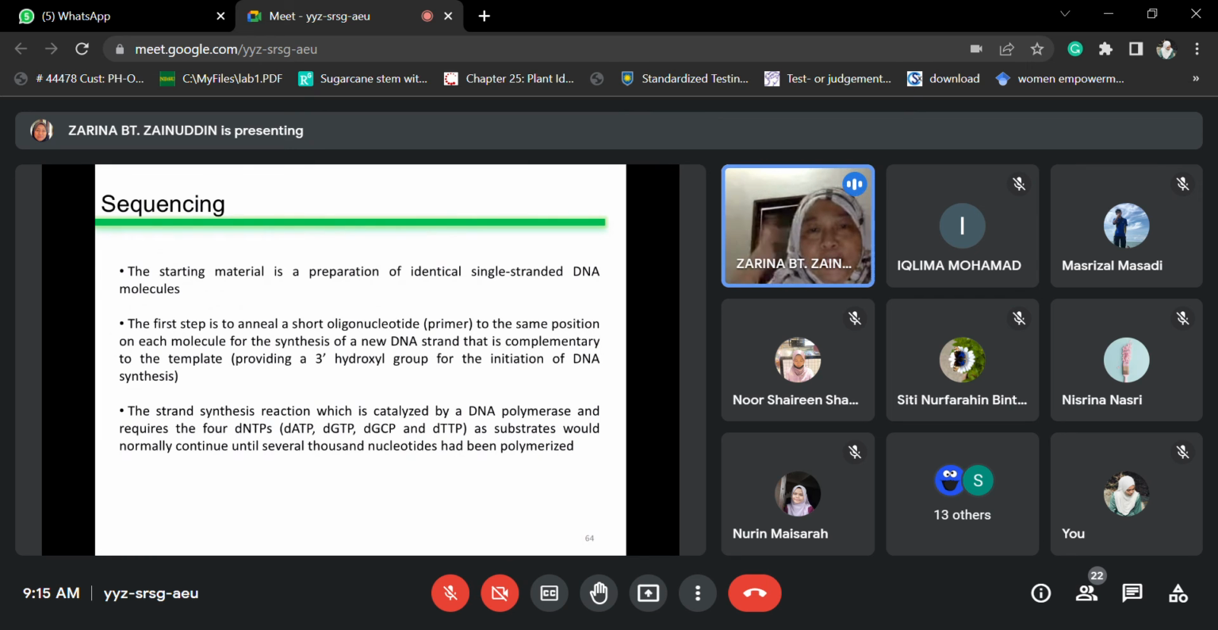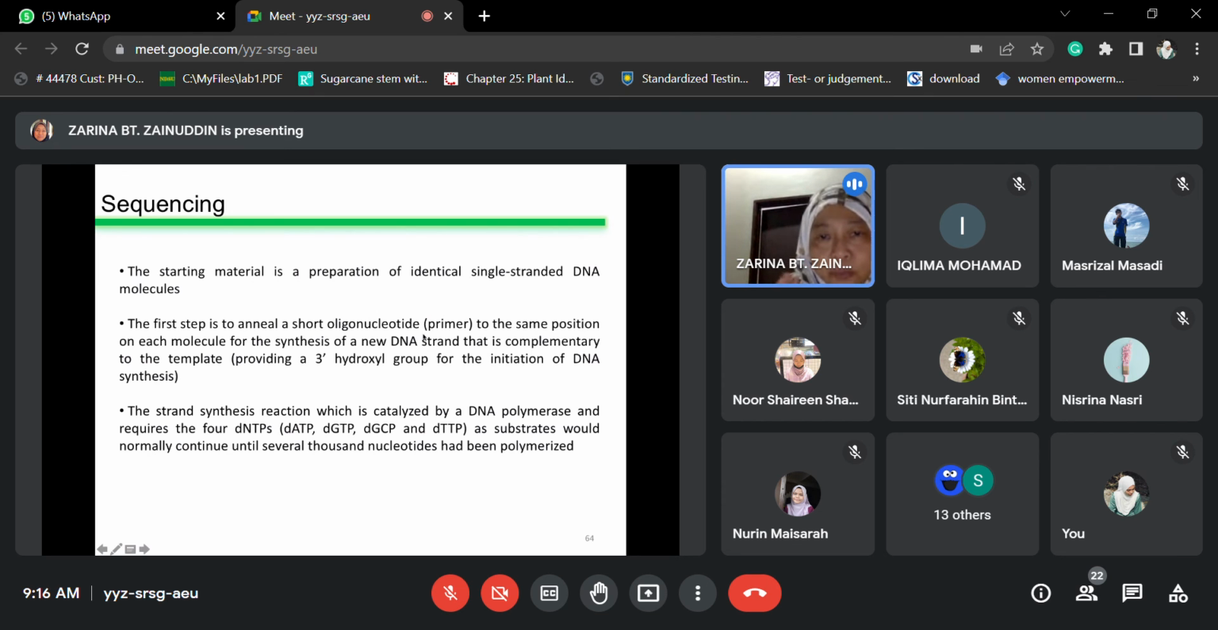Okay, so we said earlier the starting material is a preparation of identical single-stranded DNA molecules. These are the molecules that we want to sequence. Then we have 4 tubes. In every tube we put the single-strand DNA molecules, and then in every tube we put primers.